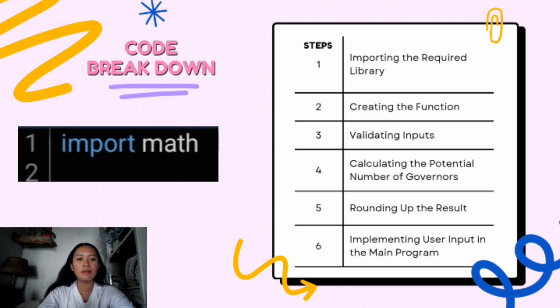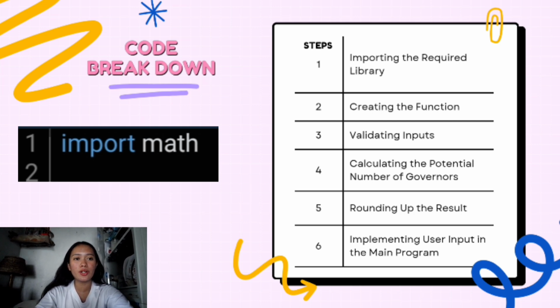Python provides a built-in math module that contains mathematical functions. In this program, we use math.ceil to round up our computed number of governors to the nearest whole number. Since we cannot have a fraction of a governor, this ensures that the result is always a whole number.